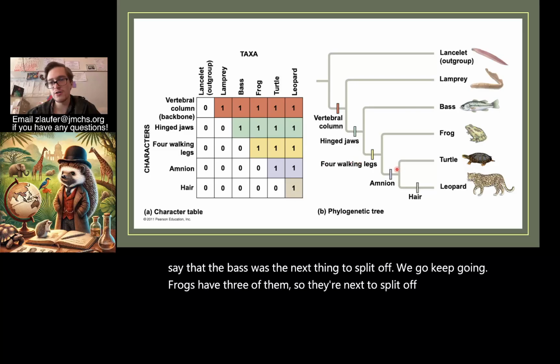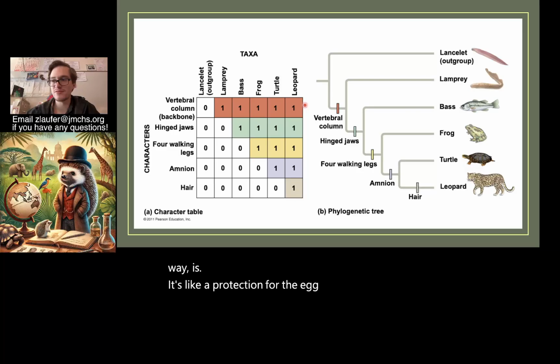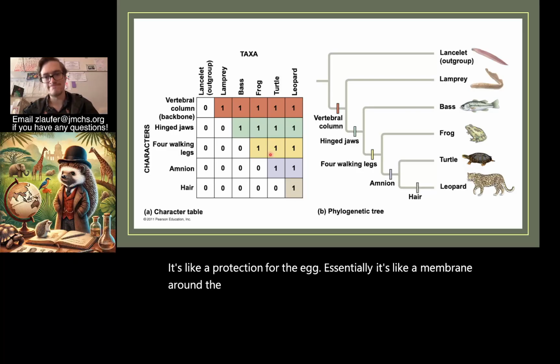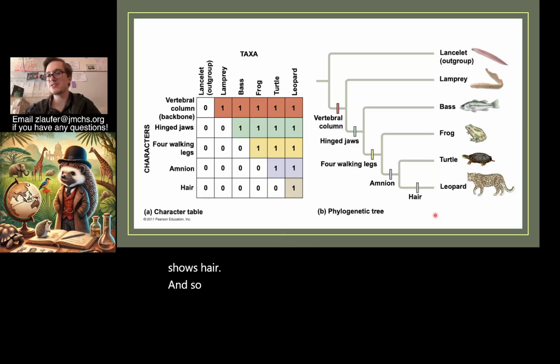Turtles have 4. Shout out Momoni. So they will be next to split off. Amnion, by the way, is like a protection for the egg, essentially. It's like a membrane around the egg. And then lastly, a leopard is the first thing that shows hair, fur, and so it has all the traits, and so it must be the most recent thing.